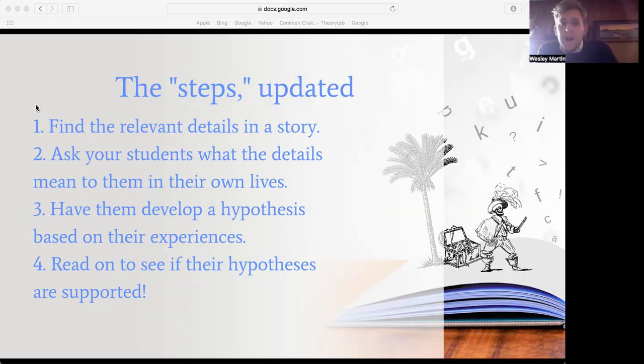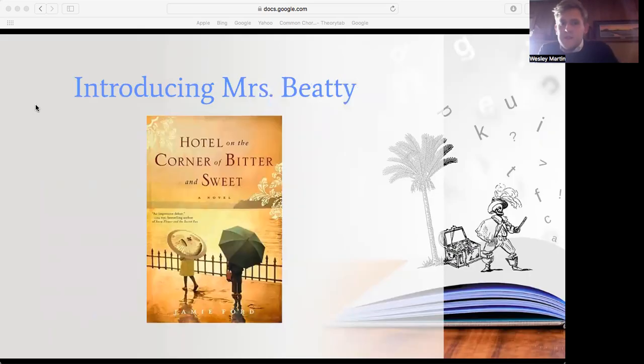Have them develop a hypothesis based on their experiences. And then they can read on to see if what's in their experiences were supported or not. So we can go ahead and start by considering the case of Mrs. Beatty from Hotel on the Corner of Bitter and Sweet. I'm not going to give away too much about the novel. I want to see what we can infer based on the details I'm going to give from it.